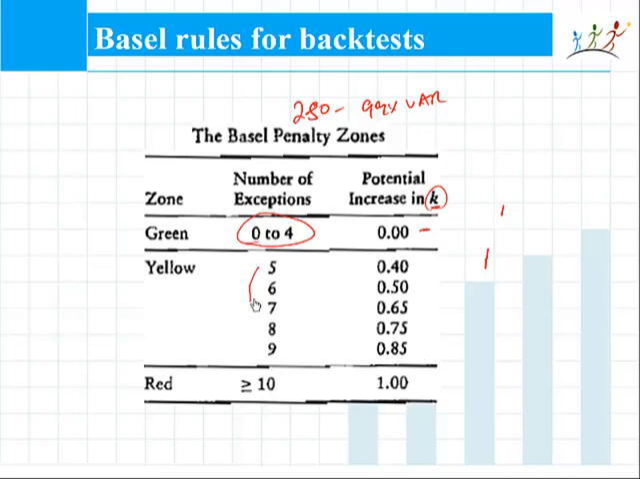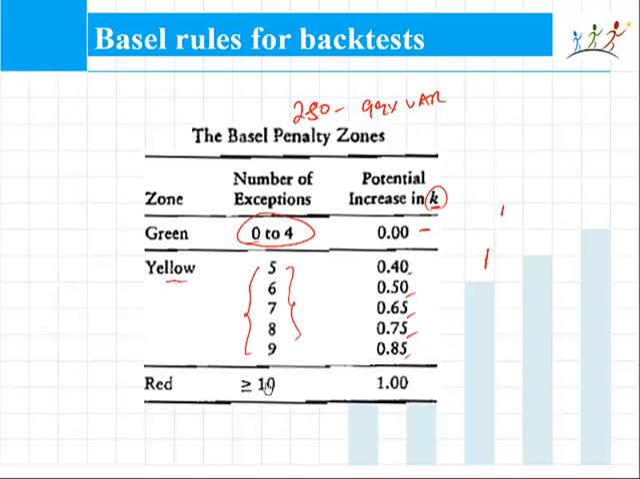If you see 5 to 9 exceedances, then Basel starts getting worried, because it's probable that your VAR calculation is not correct. That's why you're seeing so many exceedances. So in such a case, your risk multiplier will be increased a little, and you will have to keep higher capital because your model may not be correct. So there will be some increase in K depending on how many exceedances you see. So you'll be in the yellow range.